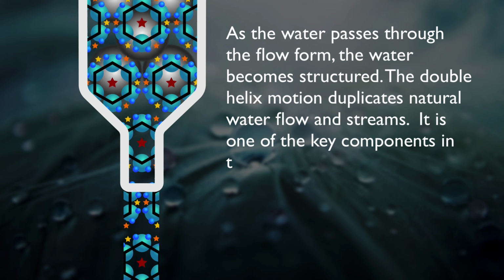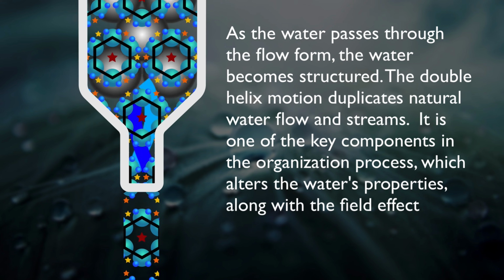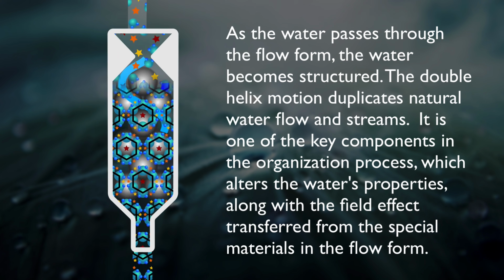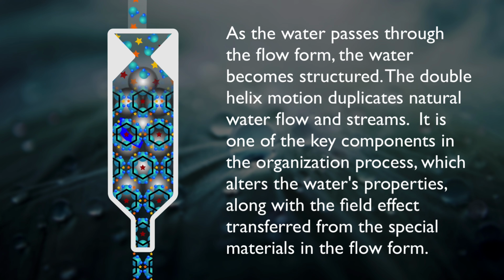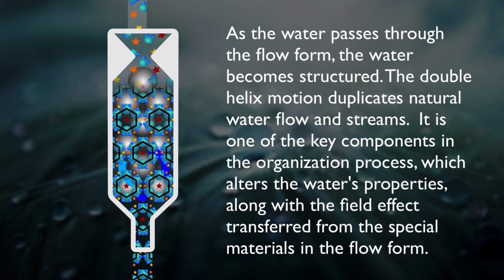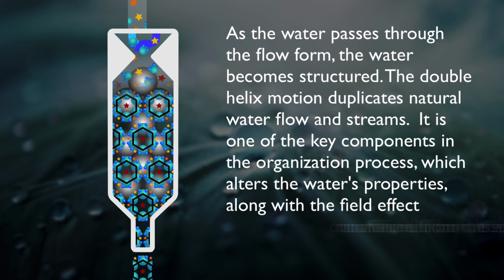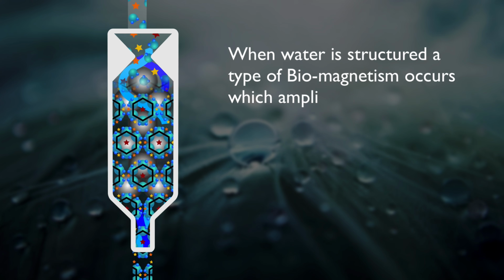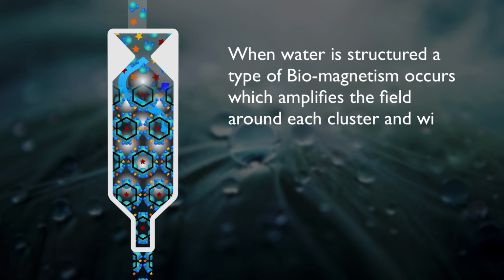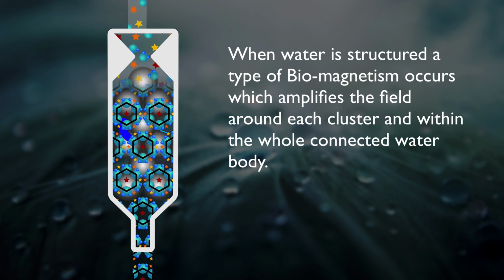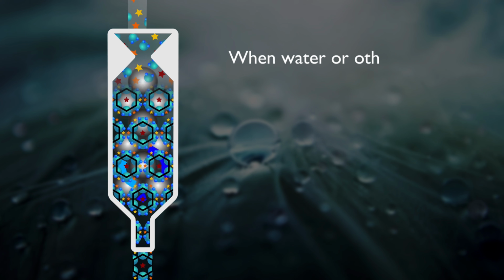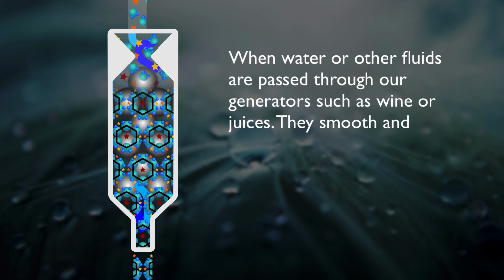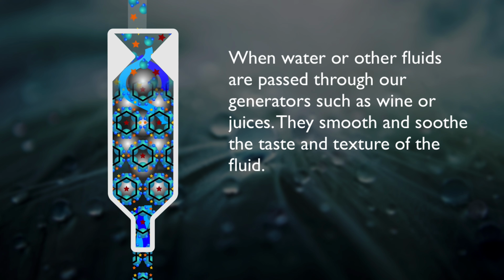The double helix motion duplicates natural water flow in streams. It is one of the key components in the organization process, which alters the water's properties, along with the field effect transferred from the special materials in the flow form. When water is structured, a type of biomagnetism occurs which amplifies the field around each cluster and within the whole connected water body. When water or other fluids are passed through our generators, such as wine or juices, they smooth and soothe the taste and texture of the fluid.